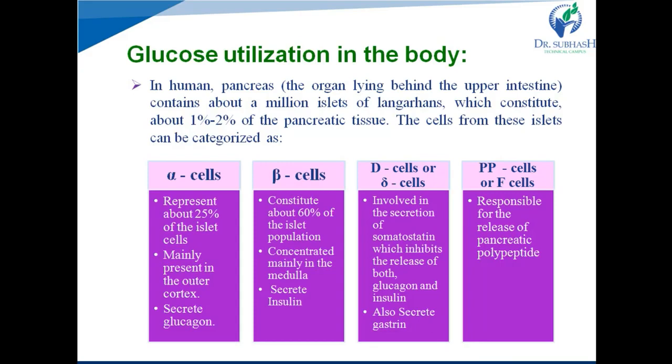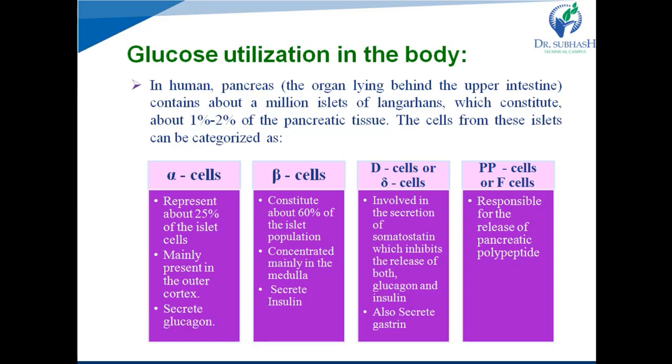Alpha cells constitute 25% of islets of Langerhans, while beta cells constitute 60%. Alpha cells are present in the outer cortex of the islets, while beta cells are present in the medulla. Alpha cells secrete glucagon, beta cells secrete insulin, delta cells secrete somatostatin, and PP or F cells secrete pancreatic polypeptide. PP stands for pancreatic polypeptide.